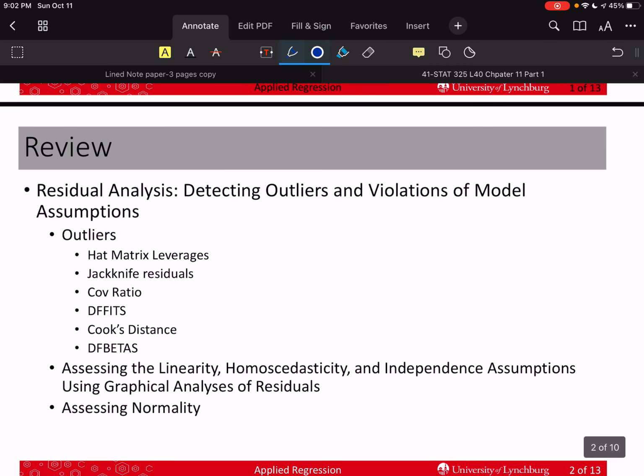Last time, we went over all the code in R for how to detect outliers and how to graphically test for the violation of linearity, homoscedasticity, and the independence assumptions. We also assessed normality using a QQ plot of the residuals and the predicted values. Then we looked at the outlier test using these 6 different measures, and we saw how to do that with code.